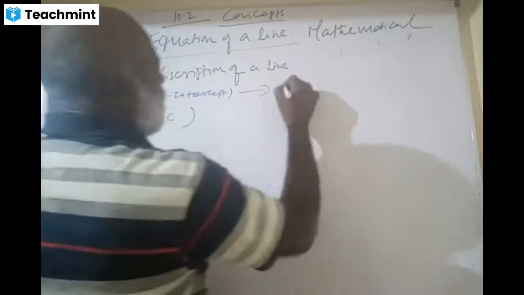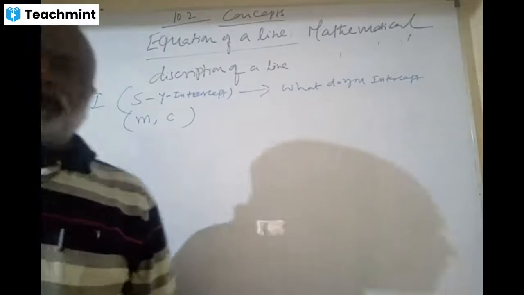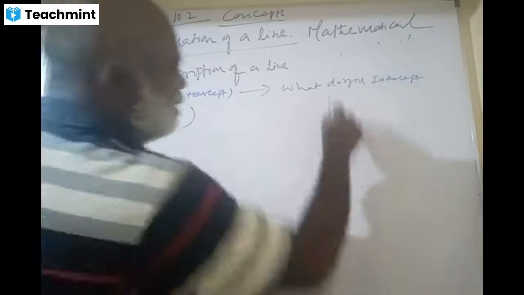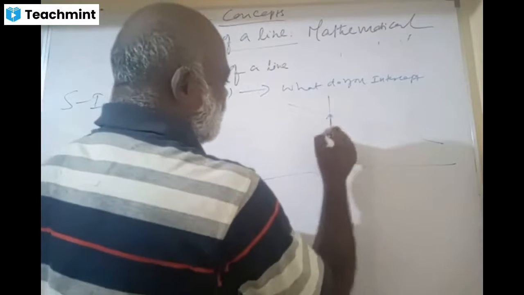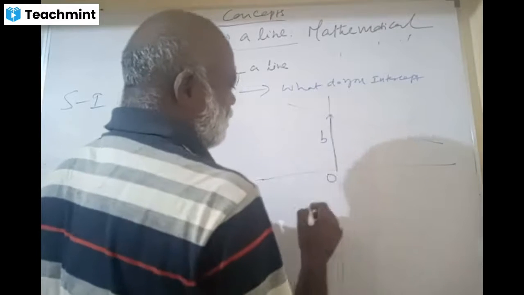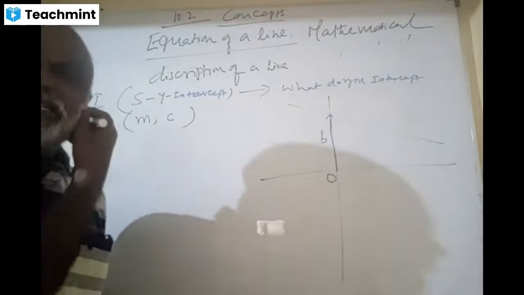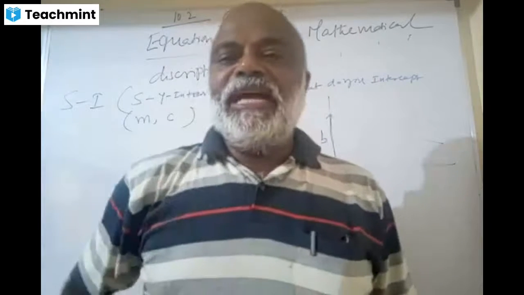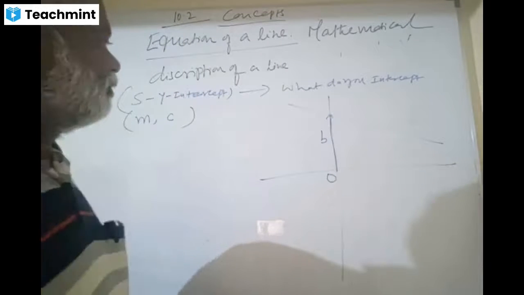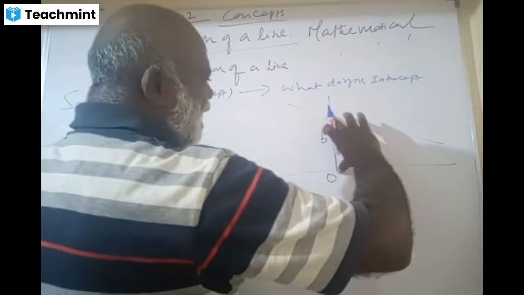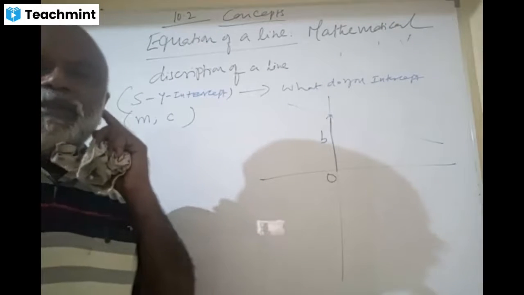What do you mean by intercept? Anybody, guys? See, this is called y-intercept. Suppose I write this length as B, from here to here is B, this is horizontal. The B is called y-intercept. It is only a distance now, okay? The distance at which the line is cutting the y-axis is called the y-intercept.